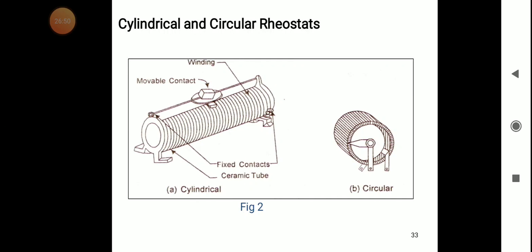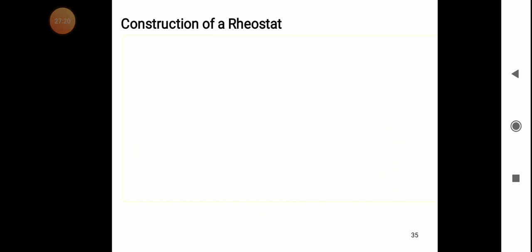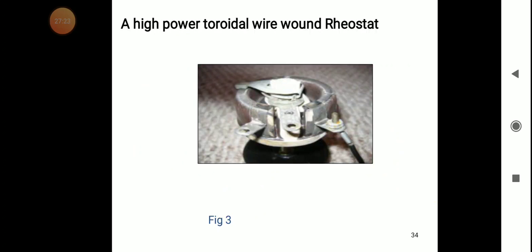Cylindrical and circular rheostat, you can see how it is. It has a movable contact and a ceramic tube. On the ceramic tube we have conducting lines. The movable contact moves from the starting position to the ending. The starting contact and the movable point, these two points give the resistance value. A high powered toroidal wire wound rheostat, you can see the structure.